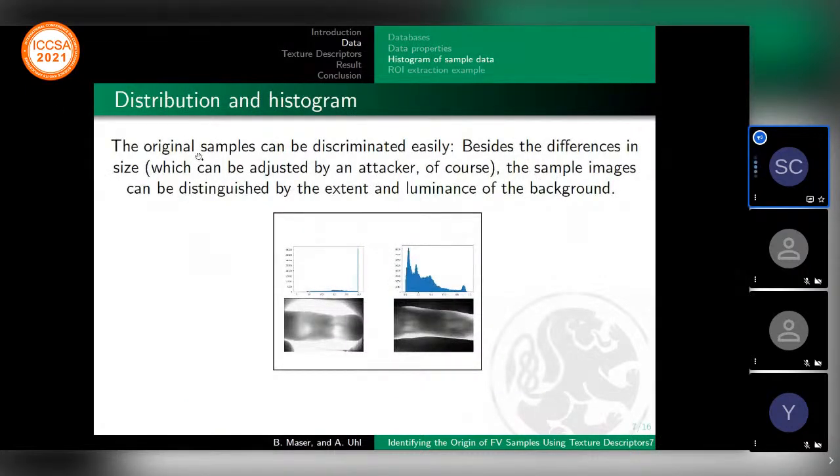So the original samples can be easily discriminated. Besides the difference in size, which of course can be adjusted by an attacker, the sample images can be distinguished by the extent and luminance of the background. Here we see two extremely different samples, two images from two different databases. We can see that they have totally different luminance distributions.